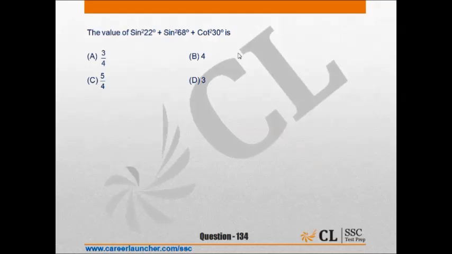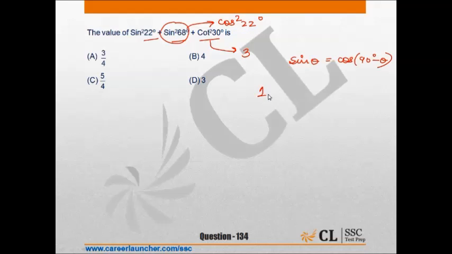Coming to the next question, the value of sine square 22 degrees plus sine square 68 degrees plus cot square 30 degrees. The value of cot square 30 degrees is 3. Now sine theta is equal to cos (90 minus theta). Therefore, sine square 68 degrees could be written as cos square 22 degrees, and sine square theta plus cos square theta gives us the value 1. Therefore, 1 plus 3 is equal to 4. Hence, our correct answer is option B.